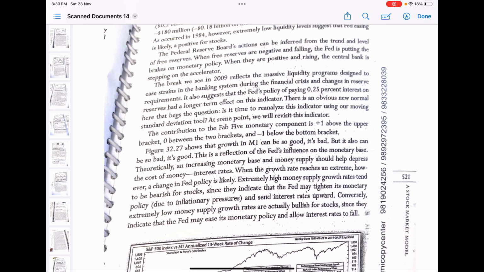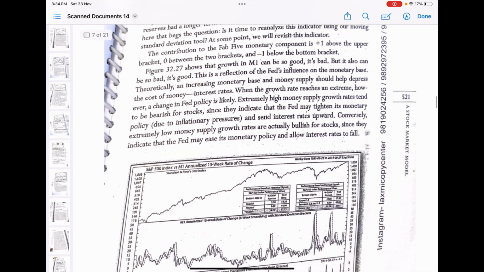When they are positive and rising, the central bank is stepping on the accelerator. The break we see in 2009 reflects the massive liquidity programs designed to ease strains in the banking system during the financial crisis and changes in reserve requirements. It also suggests that the Fed's policy of paying 0.25% interest on reserves had a longer term effect on this indicator. There is an obvious new normal here that begs the question: is it time to reanalyze the indicator using our moving standard deviation tool? At some point, we will revisit this indicator.